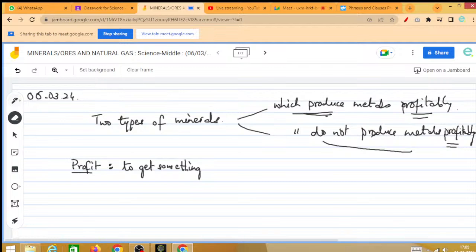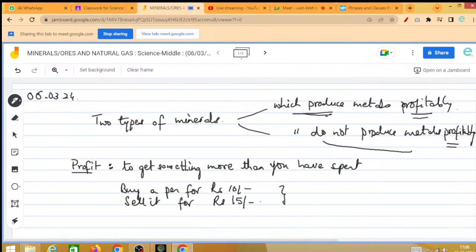So for example, if I buy a pen for ₹10 and I sell it for ₹15, have I made a profit or have I made a loss? Tell me. Yes, ma'am. Because I spent only 10 rupees and I got 5 rupees extra. Very good Anjali. So I've made a profit.